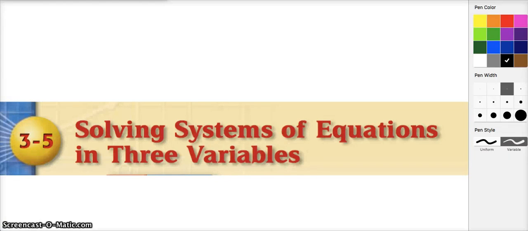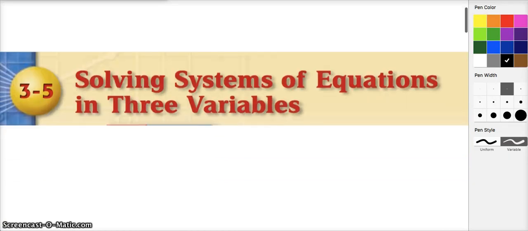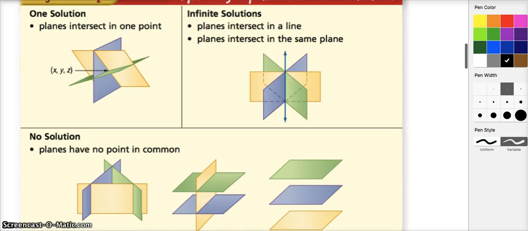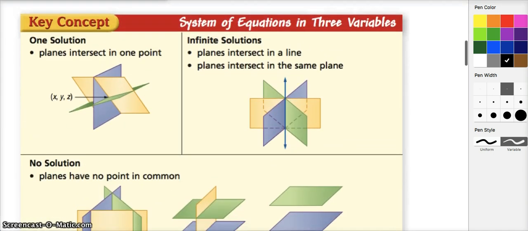Hey friends, we've reached the end of chapter 3. We're looking at section 3.5 and we're going to be talking about solving systems of equations in three variables. So remember when we started off solving systems of equations in two variables? We used the analogy of a line, like we recognized that it was linear equations. We were finding the intersection.